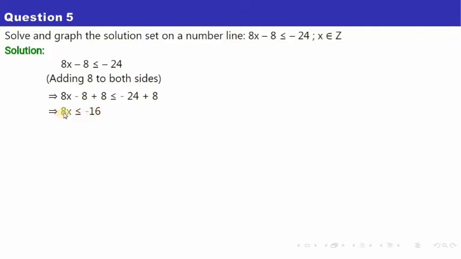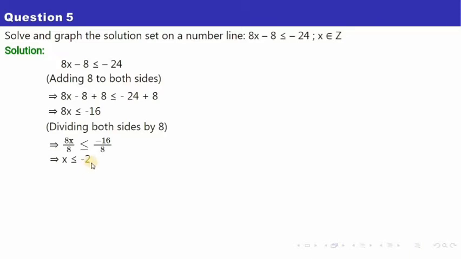Now in order to get rid of this 8, I need to divide both sides by 8, isn't it? So dividing both sides by 8, now 8 is a positive number, so that's why this sign will remain as it is. All right, so we get this, isn't it? 8 and 8 get cancelled, 16 and 8 get cancelled, so only 2 will be left. In fact, minus 2 will be left, isn't it? So we have x is less than or equal to minus 2.